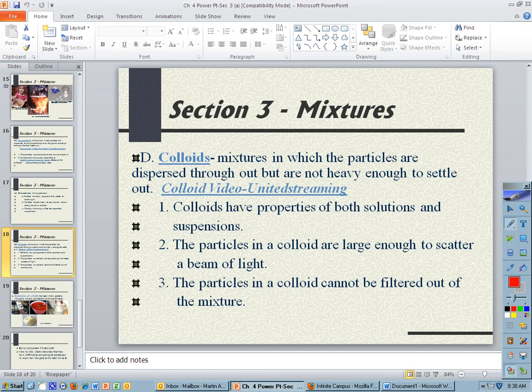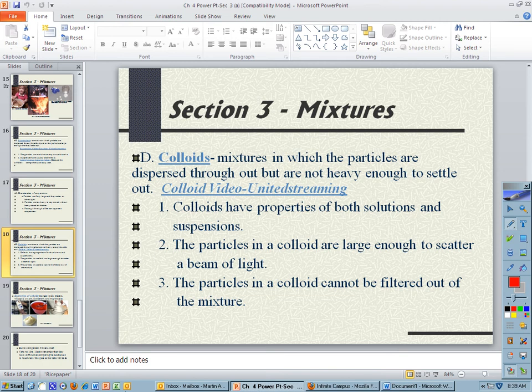The question was, most colloids are a foam or a gel. Is that considered a solid or a liquid? And the answer is they are mixtures in which some of the ingredients are solids and some of the ingredients are liquids or even gases. So parts of it are solids, parts of it are liquids, and parts of it are gases.